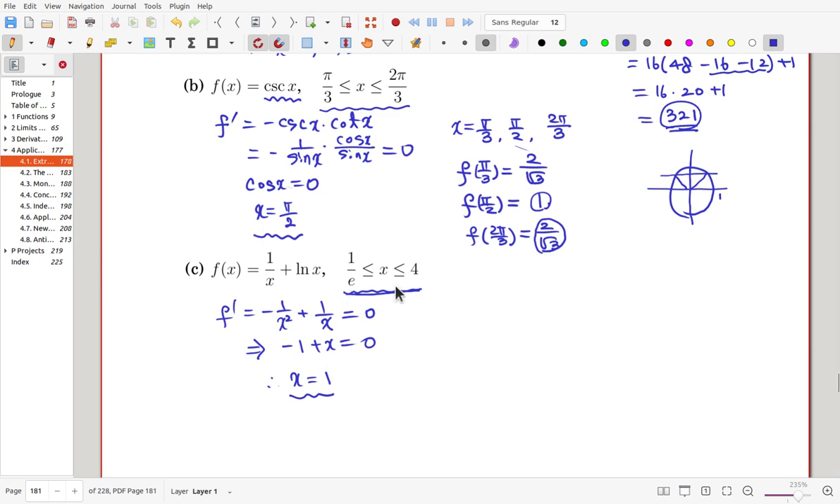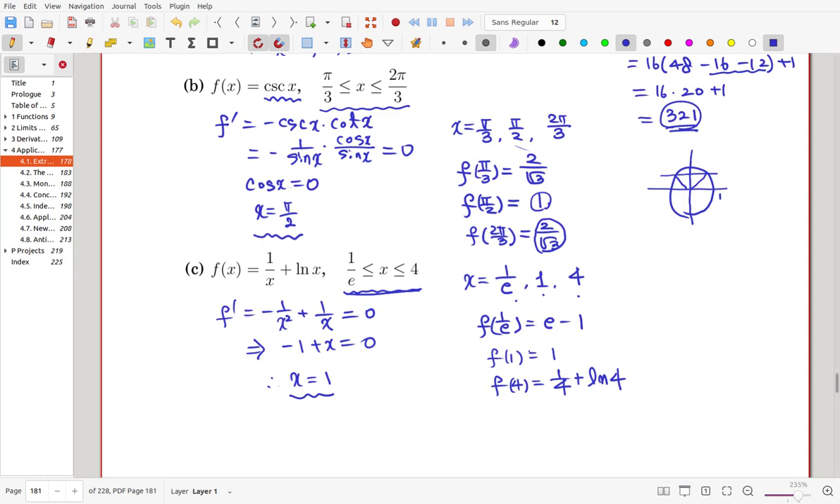1 is between the endpoints. So to find the absolute maximum and minimum, you have to evaluate at the left endpoint x equals 1 over e, at x equals 1, and at x equals 4. These are endpoints, and this is the critical point. So f of 1 over e is the same as e minus 1, since logarithm of 1 over e is minus 1. Now f of 1 is 1, and logarithm 1 is 0. And f of 4 is 1 over 4 plus natural logarithm of 4.